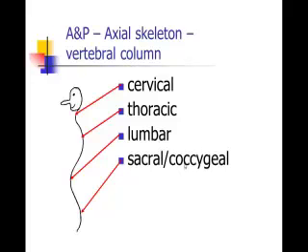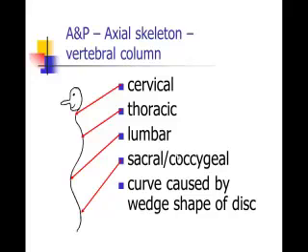Because if you look at an articulated vertebral column that doesn't have discs in, there won't be any curves. And the answer is the discs. The discs are wedge-shaped. They go in between the vertebrae and they cause the curves.